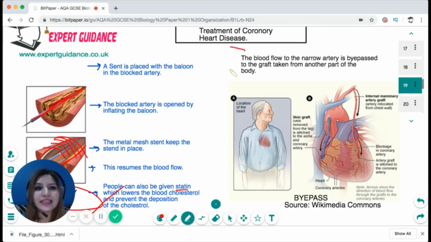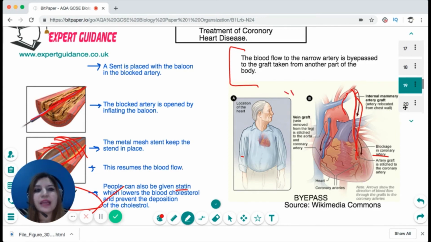Then in that case we do a bypass. What's a bypass? You can see that this is a blocked artery. We give a graft, and this graft bypasses the blocked artery. So there's a blockage in the coronary artery. An artery graft is stitched to the coronary artery, so the blood, rather than flowing through the blocked artery, flows to the graft and it resumes the blood flow.